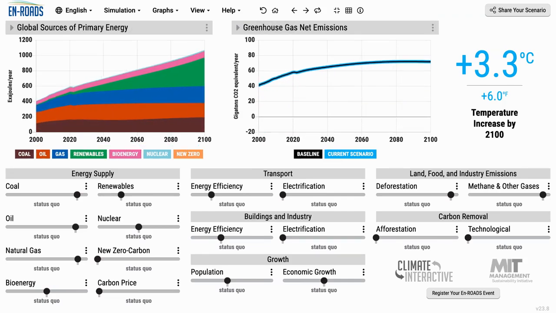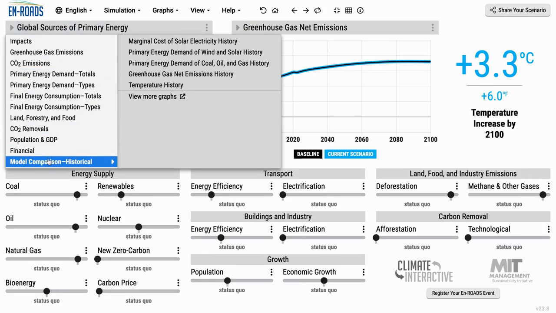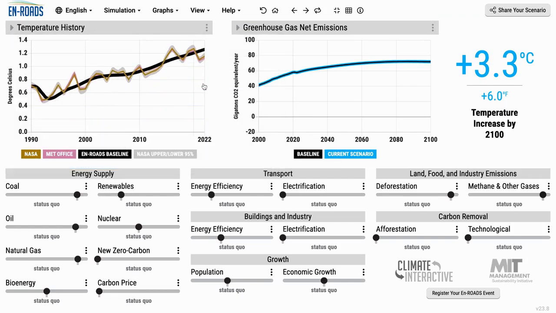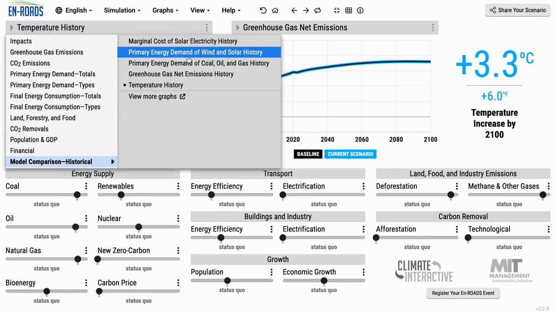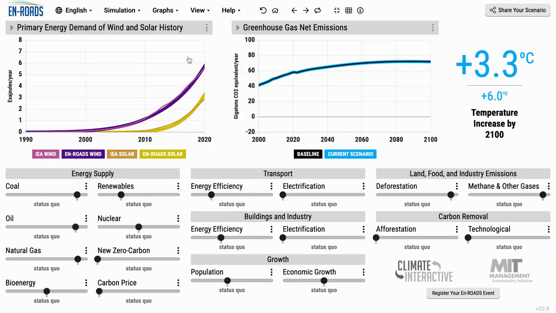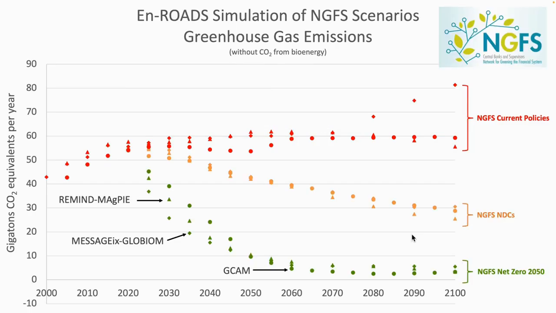Climate Interactive and MIT Sloan built En-ROADS using the best available science with data sources such as here in comparing historical data, sources such as from NASA, from the Met Office, and overall the studies as part of the Intergovernmental Panel on Climate Change, the IPCC. There are many comparisons for history here, such as energy from wind and solar, looking at the past. And in the future, we compare against other scenarios.